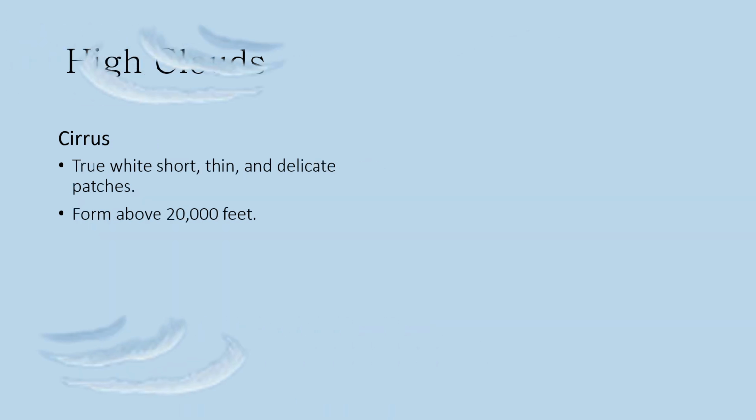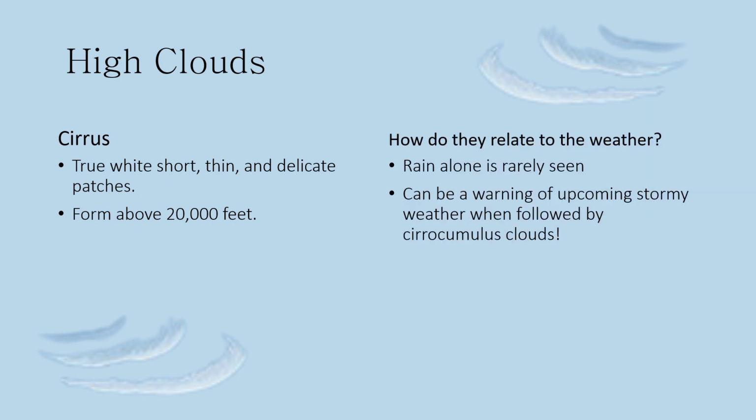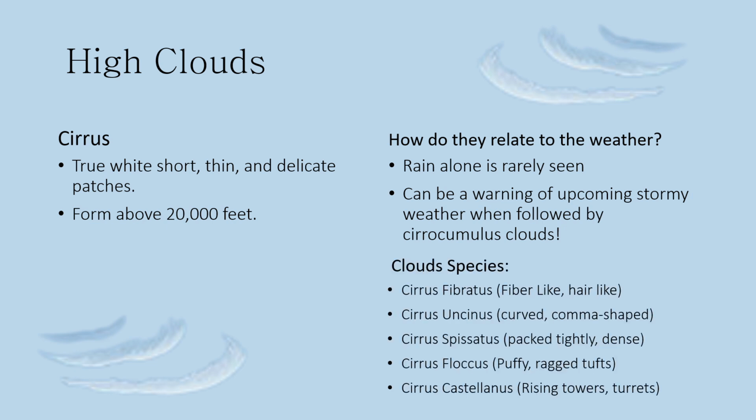Next is the cirrus clouds. Cirrus clouds are the most widespread throughout the day and are thin and delicate looking streaks. Cirrus clouds don't make much rain, but when they do, it doesn't reach the ground, unlike the previous high clouds. The cirrus cloud species are cirrus fibratus, cirrus uncinus, cirrus spissatus, cirrus floccus, cirrus castellanus.